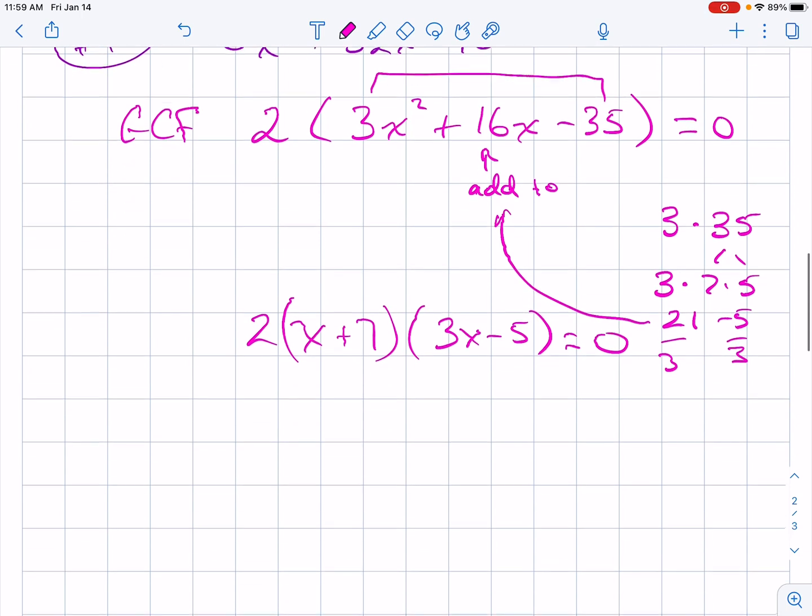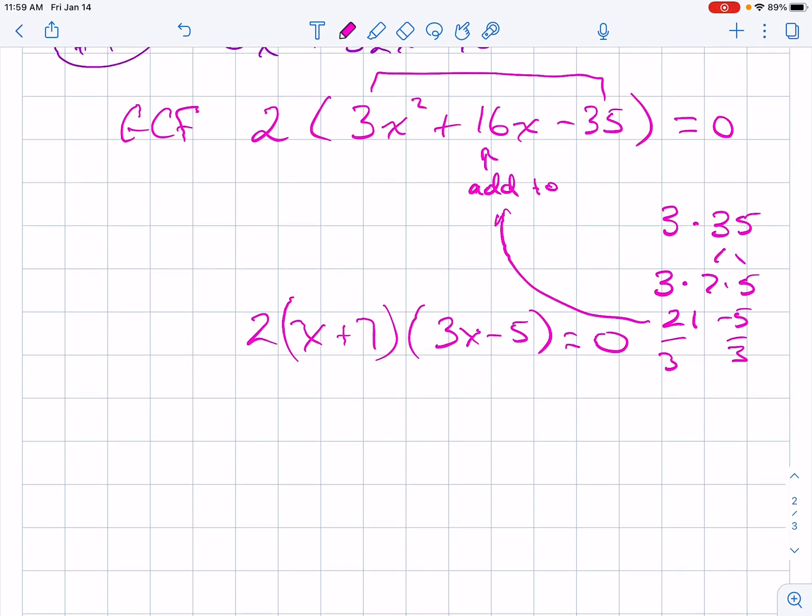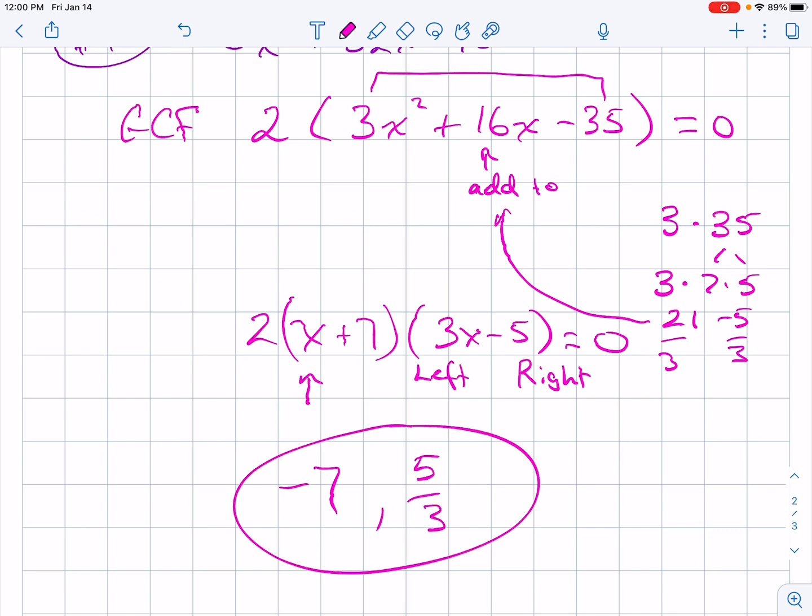All right, so let's see, what's going to make this equal 0? In the first parentheses, it would be negative 7. In the second parentheses, again, I'm choosing the right over the left, and change the sign, so it'll be 5/3. And those are the two solutions.